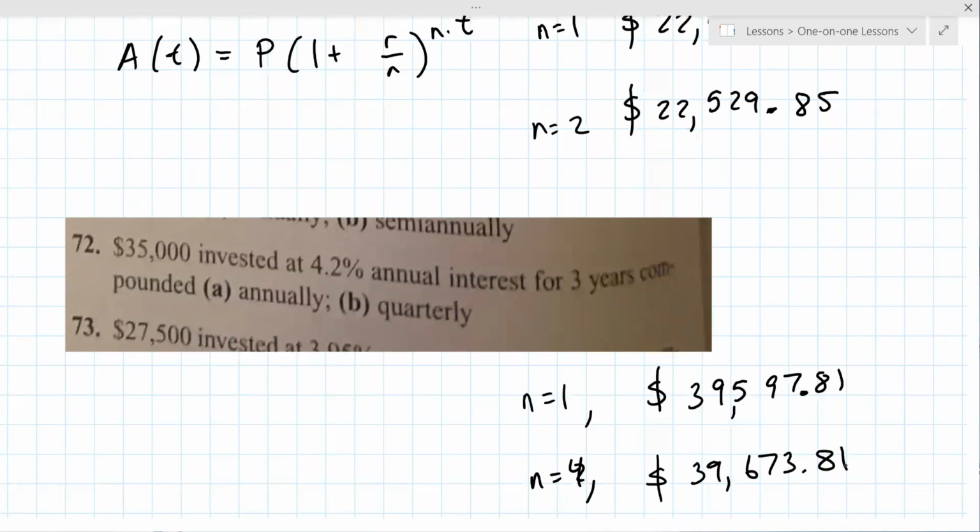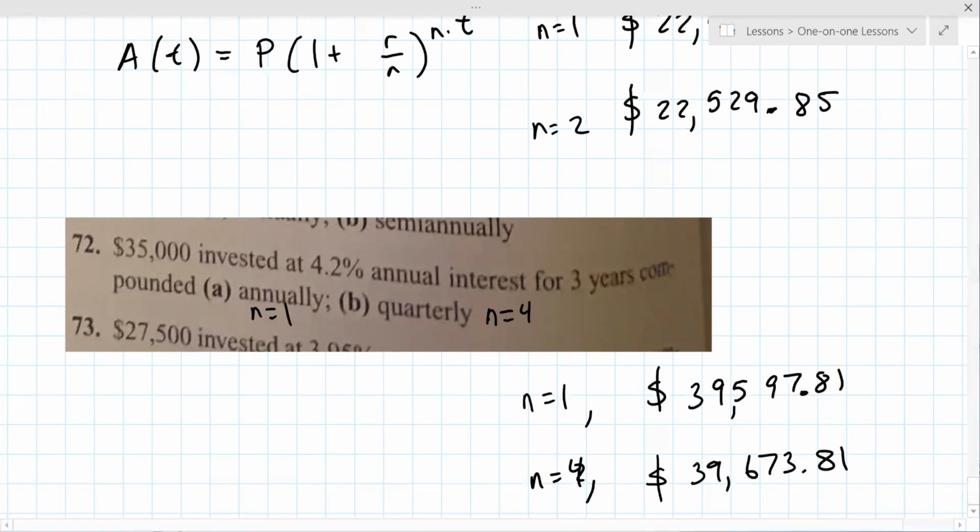Wait, N equals 4? Oh, for quarterly. Yes, so divided by 4 and times 4. 39,597.81. All right, on to 73.